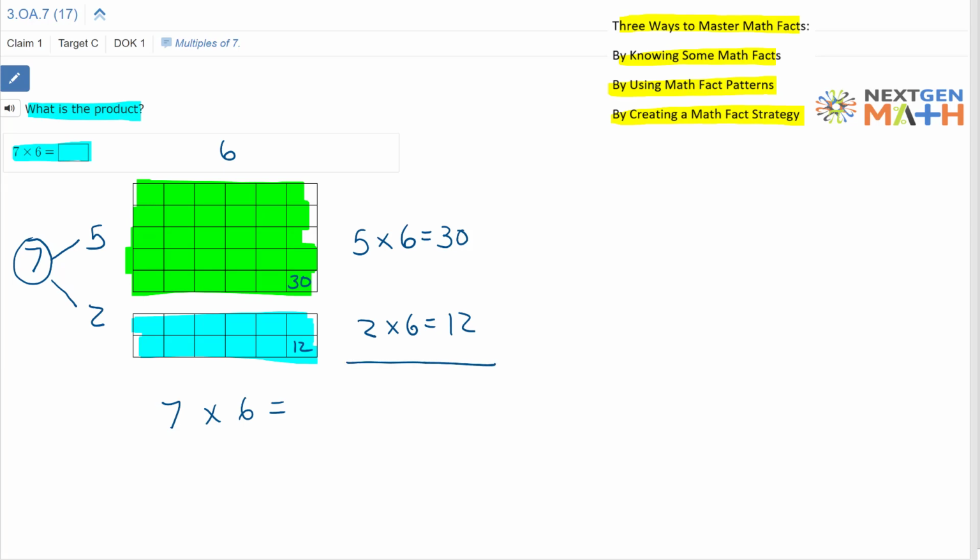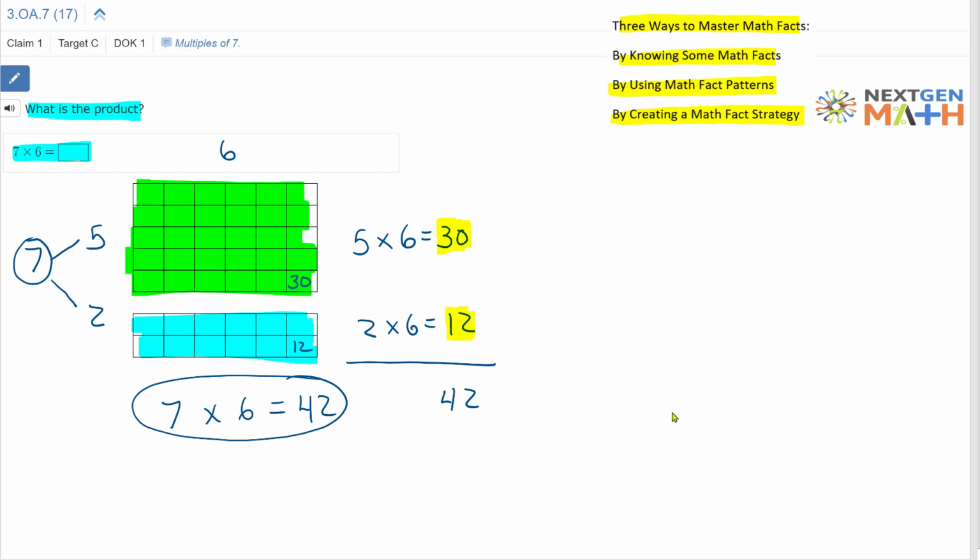So how many squares do we have all together? Well, we're just going to add. We're going to add 5 rows of 6, which is 30, plus 2 rows of 6, which is 12. 30 plus 12 is equal to 42. And so this is some of our mental math that we can do to help solve these problems. Let's go on to another one.